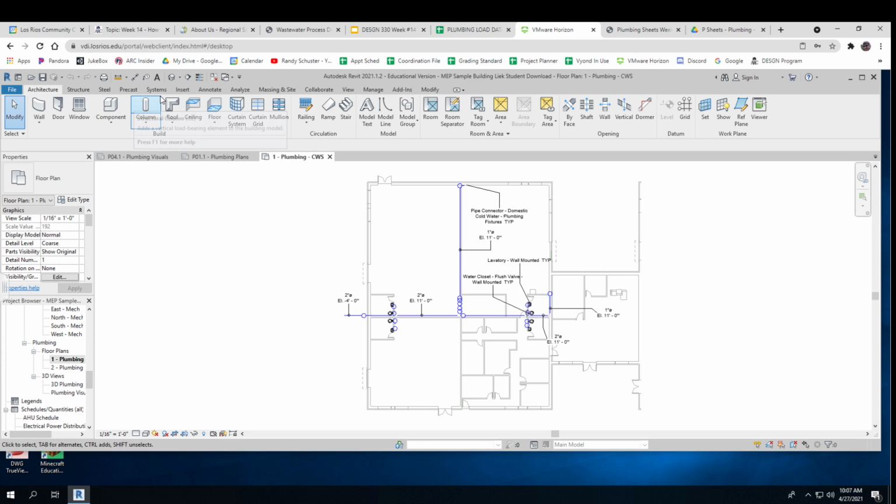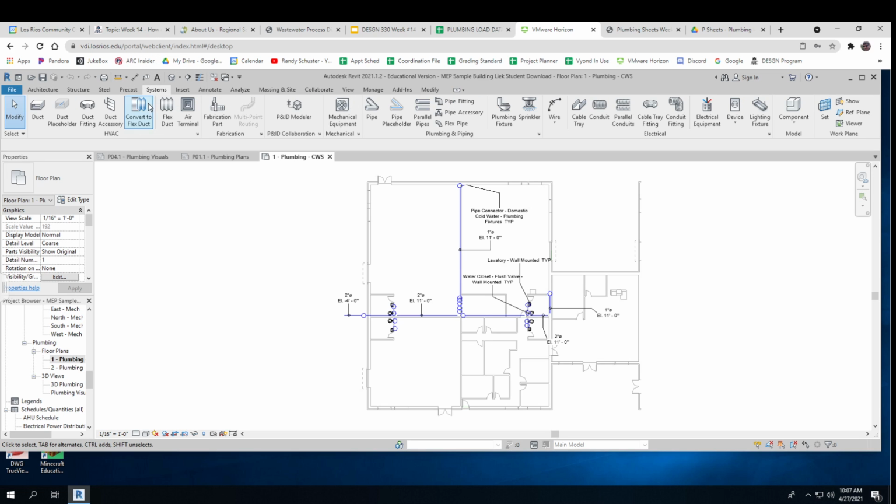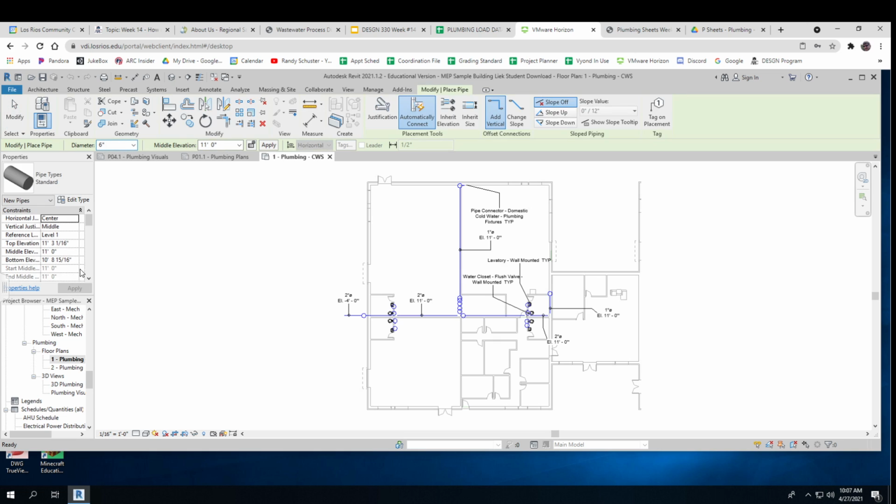If I say I want to put in a piece of pipe, which is under Systems, click and put in a piece of pipe, it doesn't really come up right away, but down here it'll ask you what kind of pipe you're putting in. Is it a domestic cold water? Is it hot water? There's all these different things. Is it fire protection, sanitary drain? These are important because they help you organize your piping so that it hooks to your fixtures appropriately.